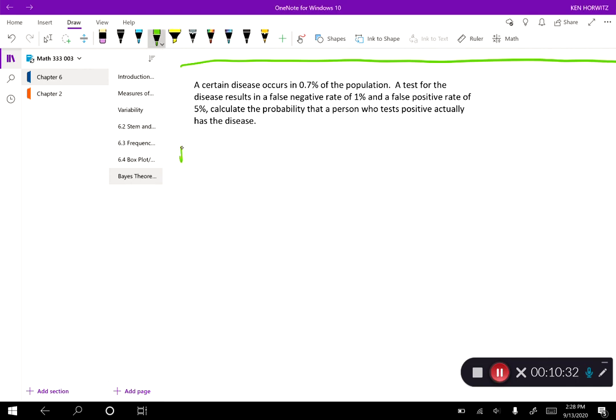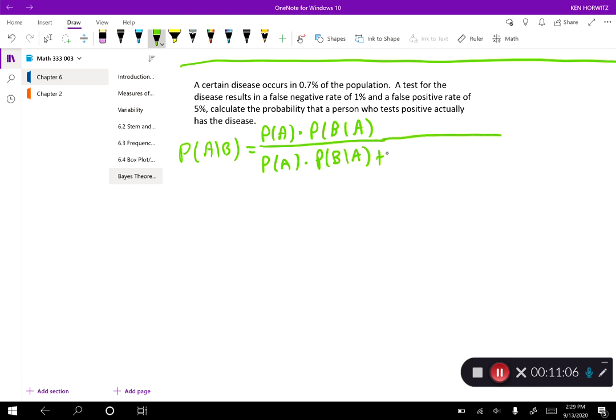So if I have the probability of event A given that B's already occurred, it equals the probability of A times the probability of B given A, over probability of A times the probability of B given A, plus probability of A complement, which means not A, times the probability of B given that not A has occurred.